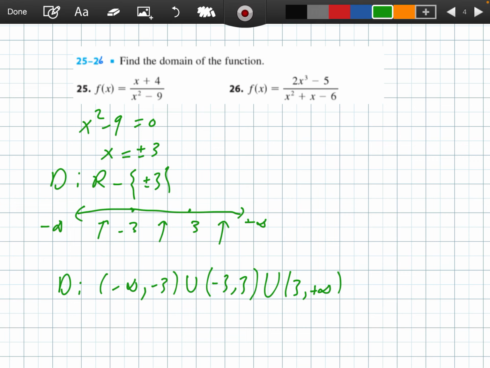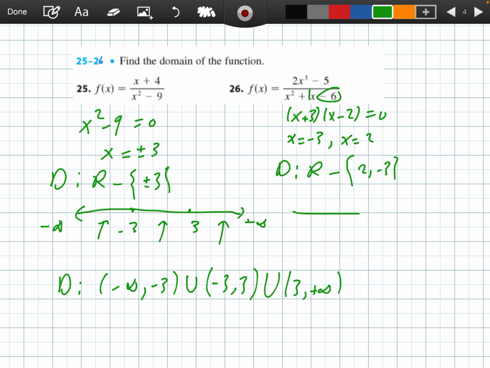The second one is the same. So if I want to do factoring, x and x, the two numbers whose product is -6 and whose sum is 1 are +3 and -2. If I solve it, I get x equals -3, x equals 2. So the domain is R minus these two values.